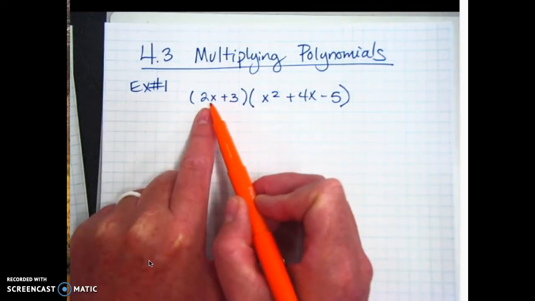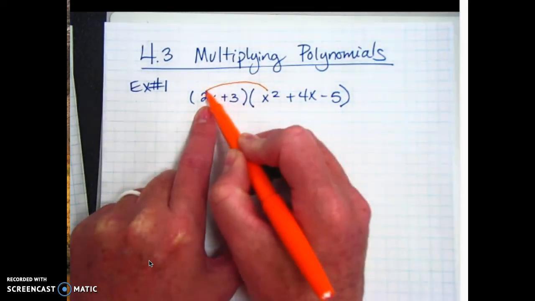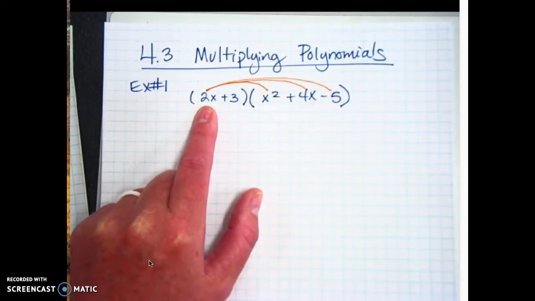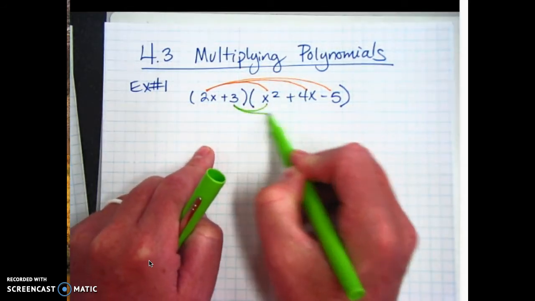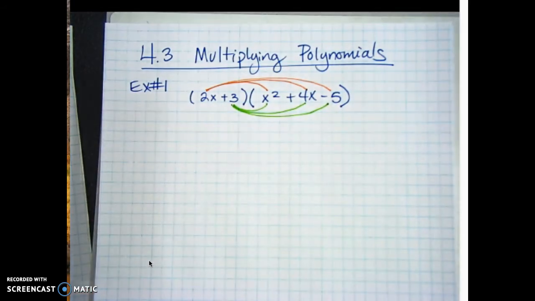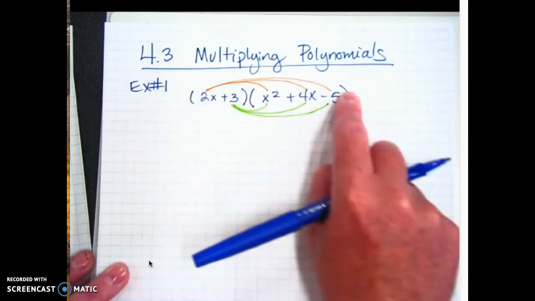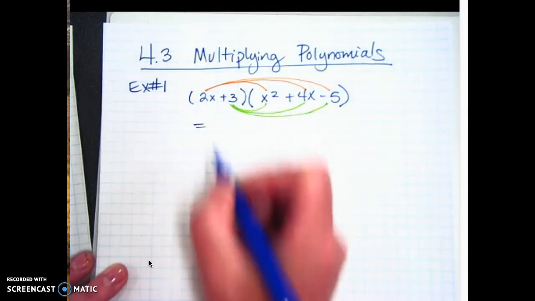All right, so we're going to take that first term, the 2x, and we need to multiply it by all 3 terms in the trinomial. Then we need to take our second term, the 3, and multiply it by all 3 terms in the trinomial. So before we combine our like terms, how many terms should we have? 6. Okay. This one, 1, 2, 3. This one, 1, 2, 3. So 3 plus 3 is 6. Okay. So that's what we're going to do.